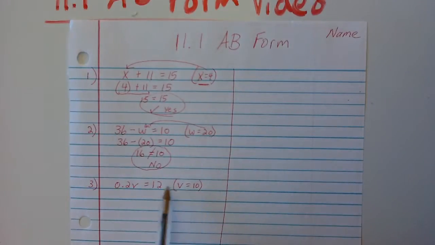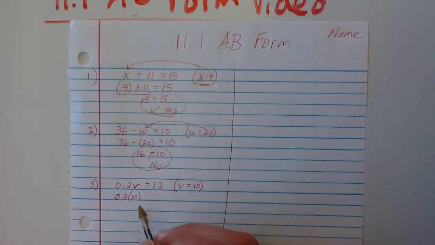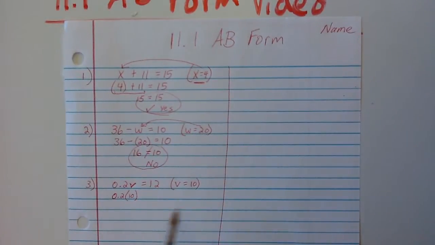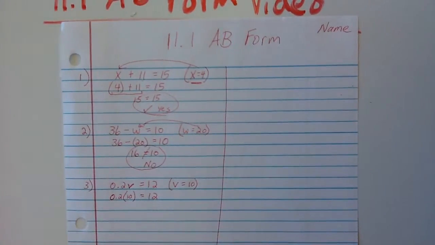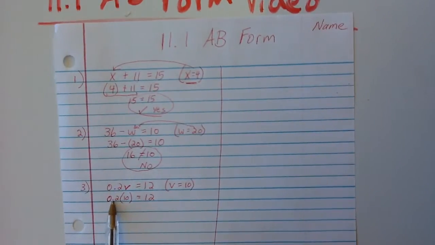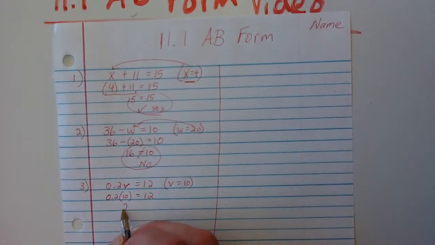Okay, so let's plug in. Let's substitute 10 in for v. So we have 0.2, 2/10 times 10. Of course, every time I plug in, I put what I'm plugging in in parentheses. 0.2 times 10 equals 12. I have to see, is that true? Now, without using a calculator, I know 0.2 times 10, what would that be? 0.2 times 10. Well, that would be 2.